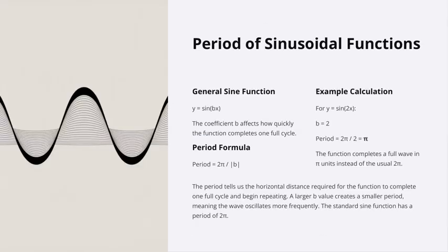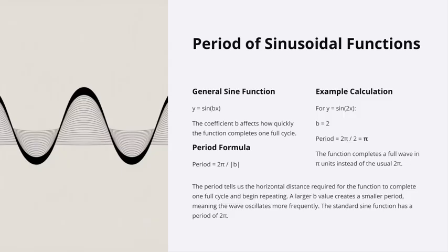Let's talk about the period of sinusoidal functions, focusing on the general sine function, y equals sine of bx. The key point here is that the coefficient b influences how quickly the function completes one full cycle. Essentially, as b changes, it affects the frequency of the wave. Now, to find the period of this function, we use the formula. Period equals 2 pi divided by the absolute value of b. This tells us the horizontal distance needed for the sine wave to complete one full oscillation before it starts repeating.